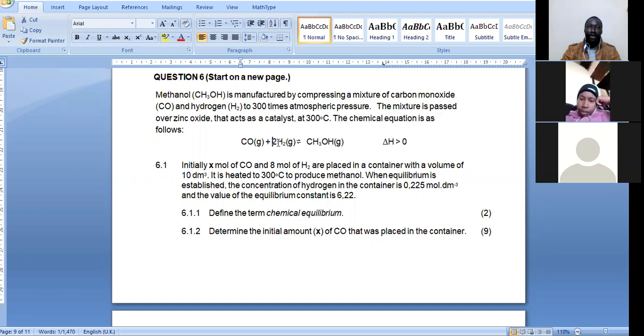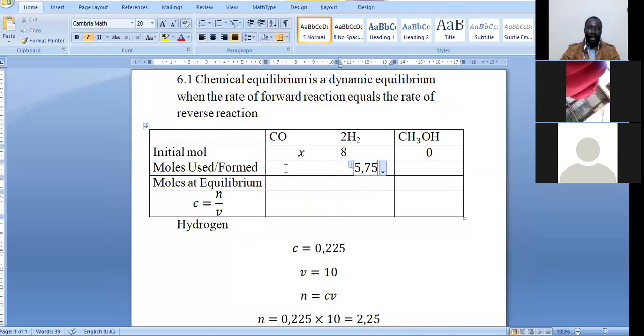Since we already have the number of moles that was used, and the mole ratio is 1 to 2, what would be the number of moles of carbon monoxide? We want to find out what we are going to write here. So you guys, what do you think will be the number of moles of carbon monoxide that has been used? Because for every 2 moles of hydrogen, there is 1 mole of carbon monoxide.